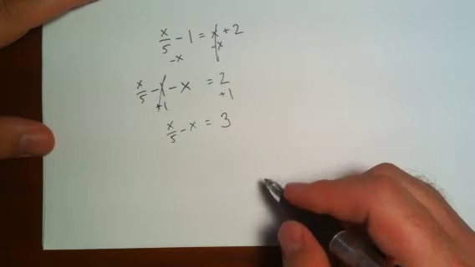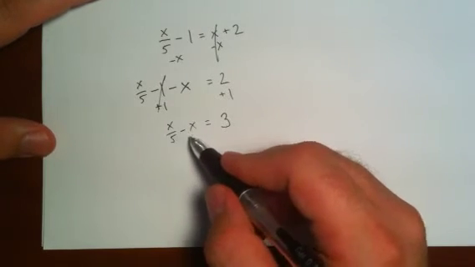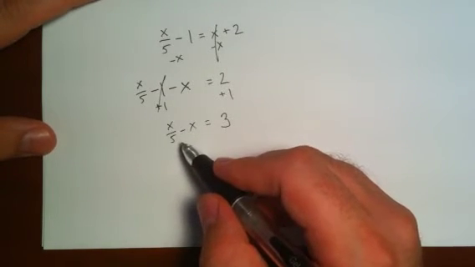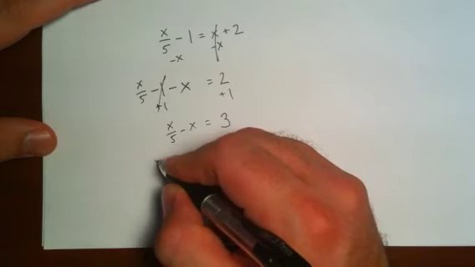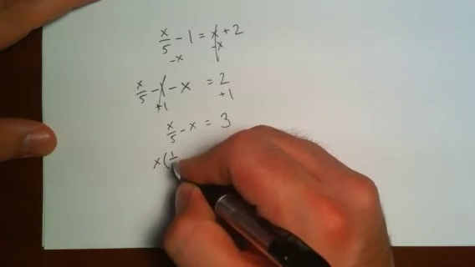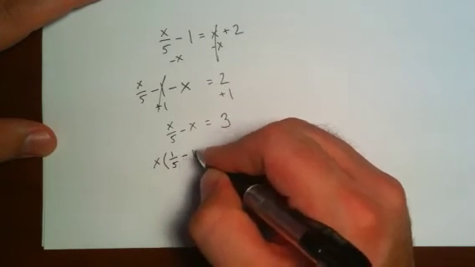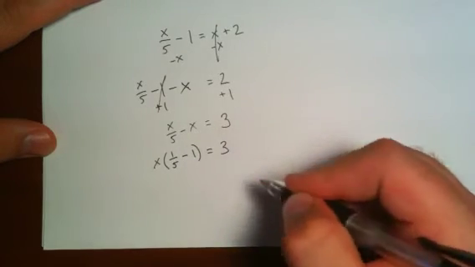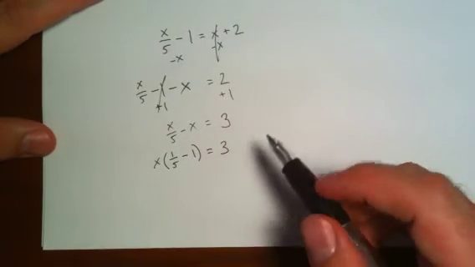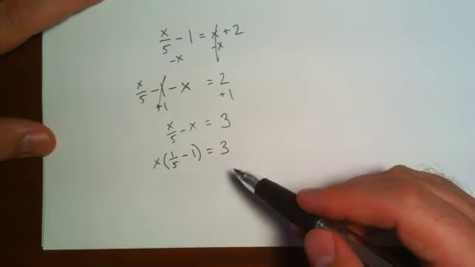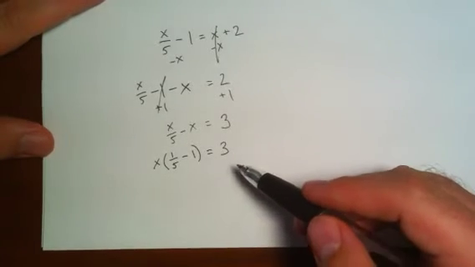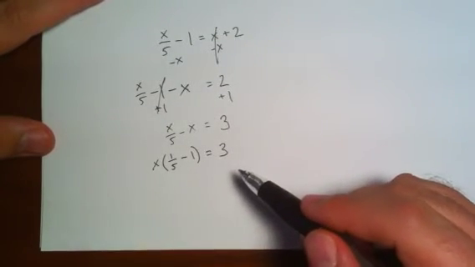Okay? Now again, we have x's in both terms, so we can factor them out just like we did before. So let's go ahead and take the x outside. And that leaves us with 1/5 minus 1. And if you ever have any questions in these videos about why I did something or how I did it, just feel free to call me or email me and I can explain it in more detail.